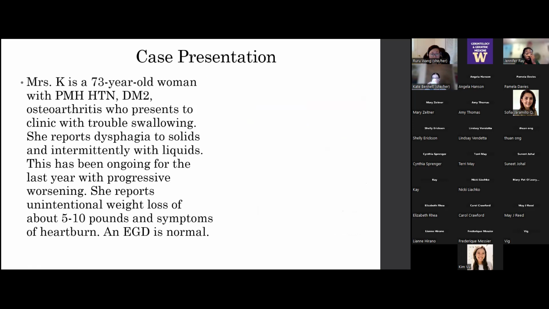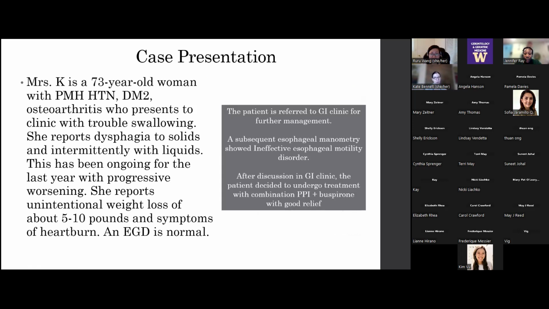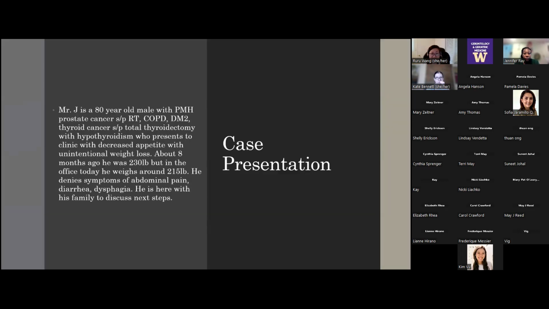So back to our young lady who's having progressive trouble swallowing and unintentional weight loss with heartburn, normal EGD. You refer her to GI clinic. We did the manometry, which I showed you. She had ineffective esophageal motility disorder. We discussed and decided to undergo treatment with combination PPI for her heartburn symptoms and buspirone, with good relief, and she's doing much better. Moving on to anorexia now.